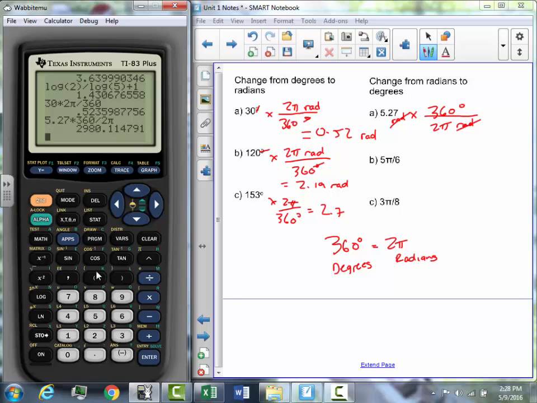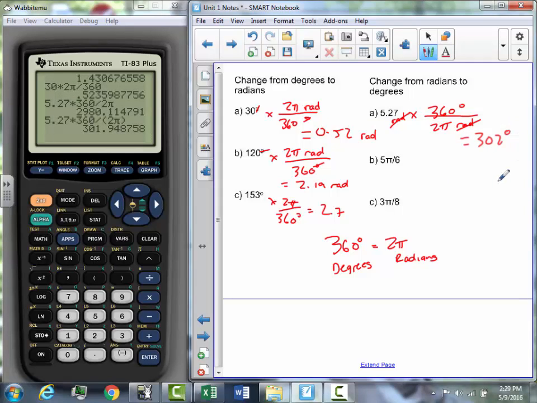So the mistake is this. You've got to do 5.27 times 360 divided by bracket 2 pi. Your calculator is very literal. It thinks that you want to divide by 2, but then multiply the top by pi. So you've got to put both of these in a bracket. And then it gives you, say, 302 degrees. Good. Did that make sense, everybody?